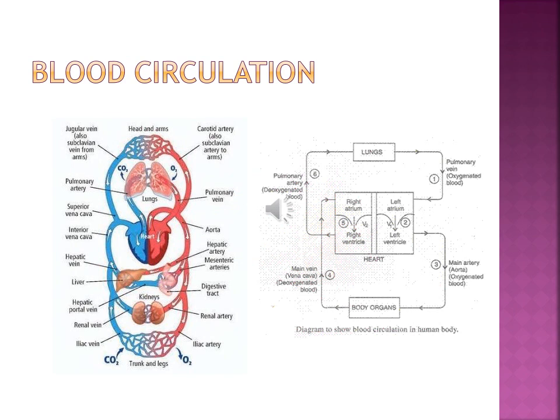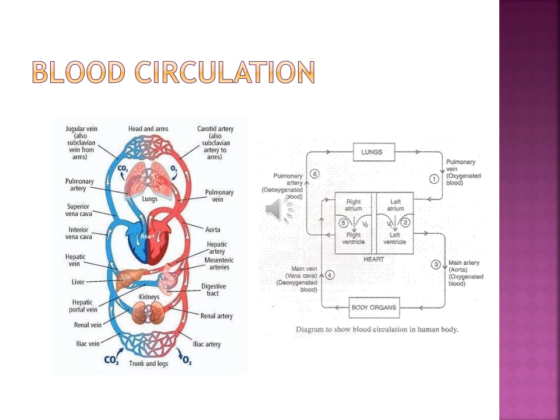Blood circulation. The blood is circulated by the pumping action of the heart. So the heart pumps blood to the lungs and to the whole body. Let's see the steps one by one. Here I am giving the simple flow chart of blood circulation, so you can easily understand by this.